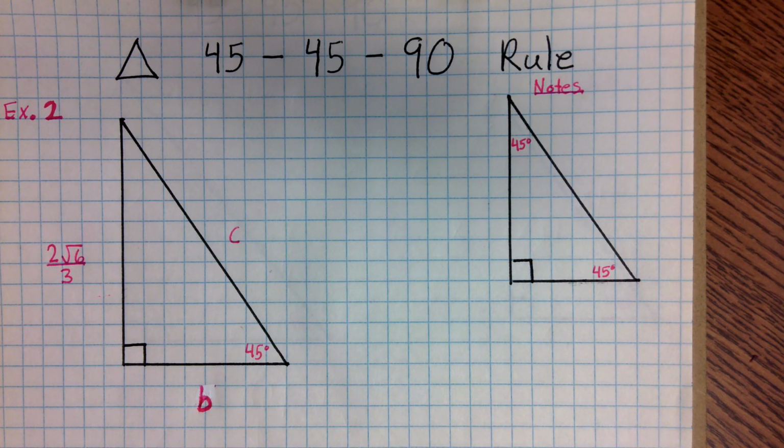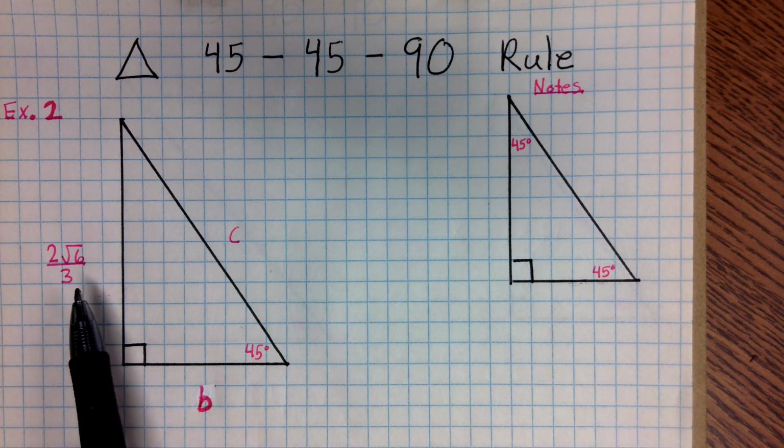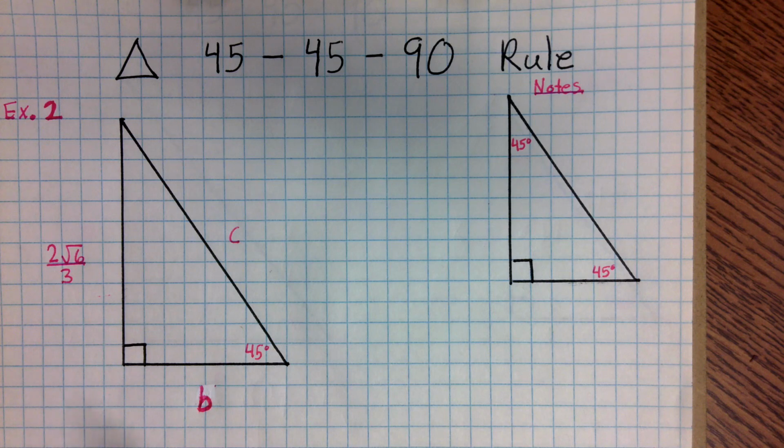In example number 2, we are once again going to use our 45, 45, 90 rule for special right triangles in order to solve it. And notice this one looks a little bit more complex because we have 2 square root of 6 in our numerator and 3 as a denominator. In this particular problem, when we have one like this, it is going to require a little bit of extra knowledge. You'll have to pull back from Algebra 1 how to simplify a radical.